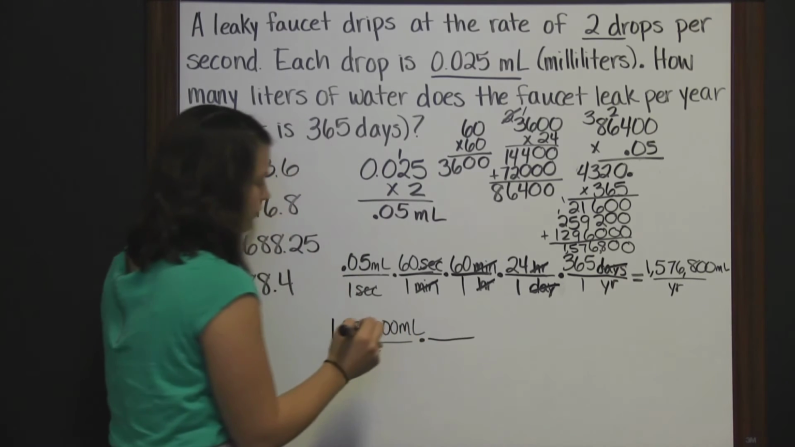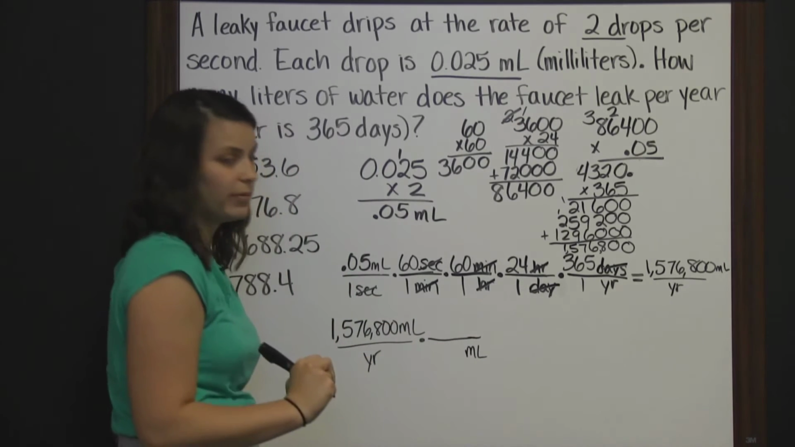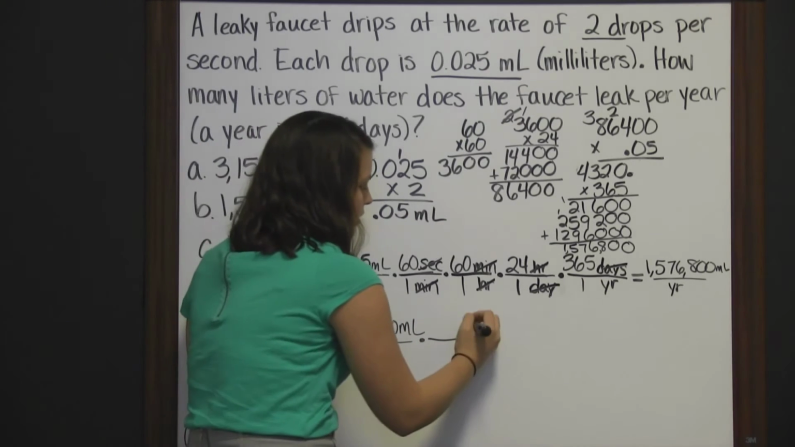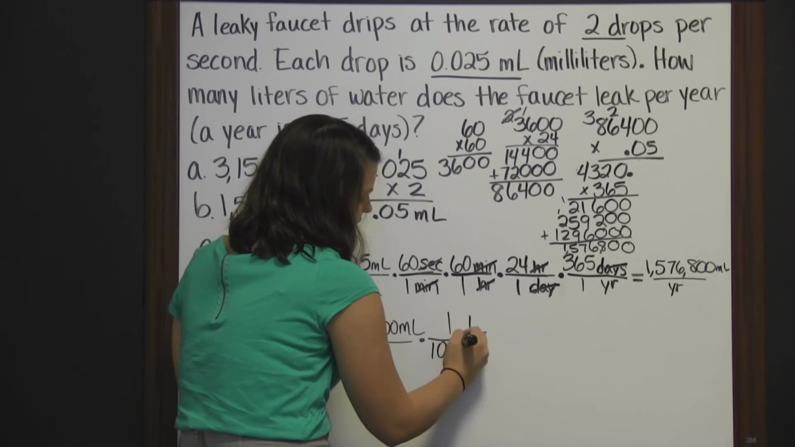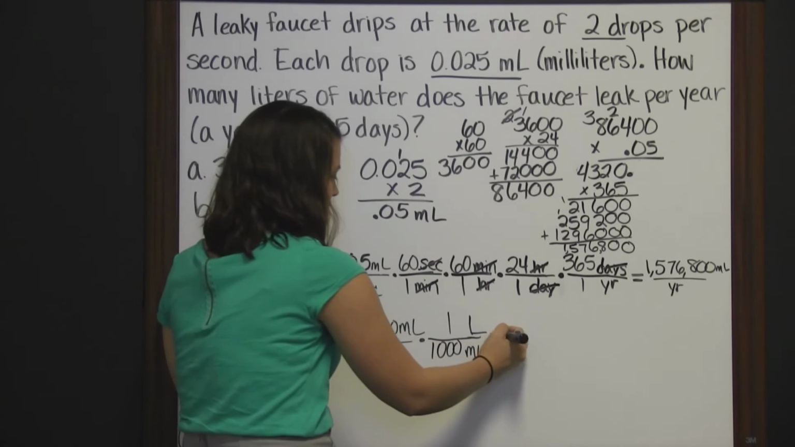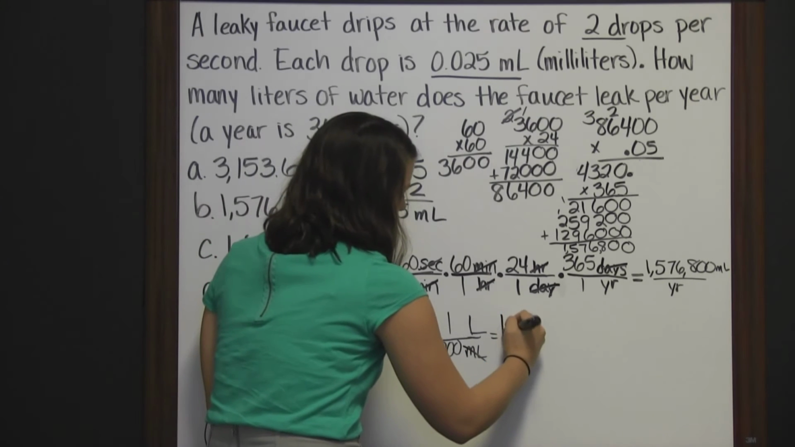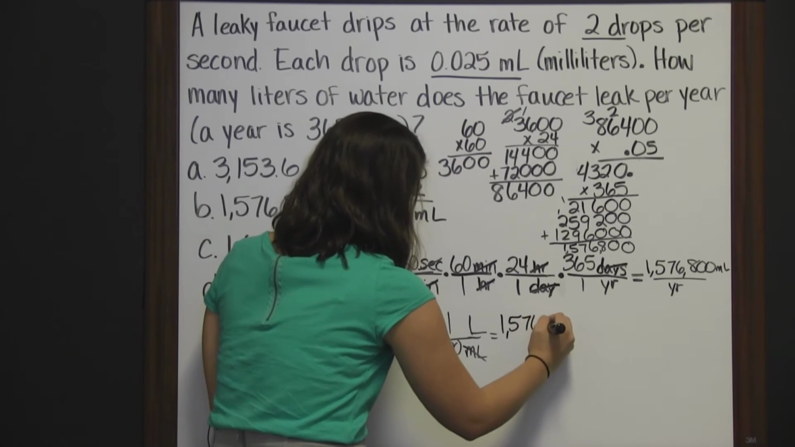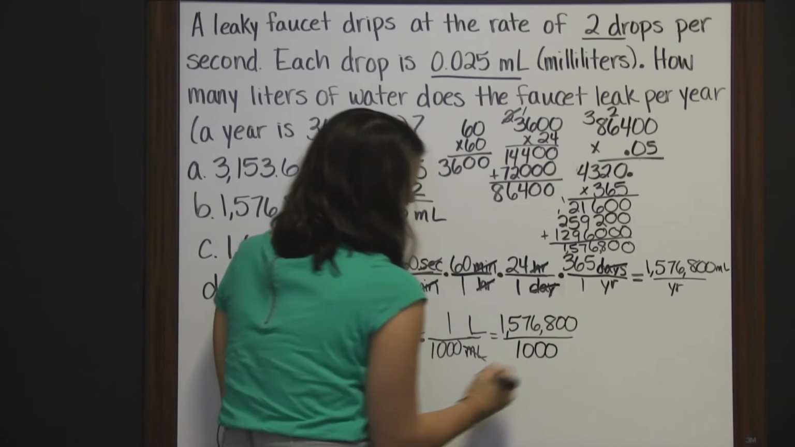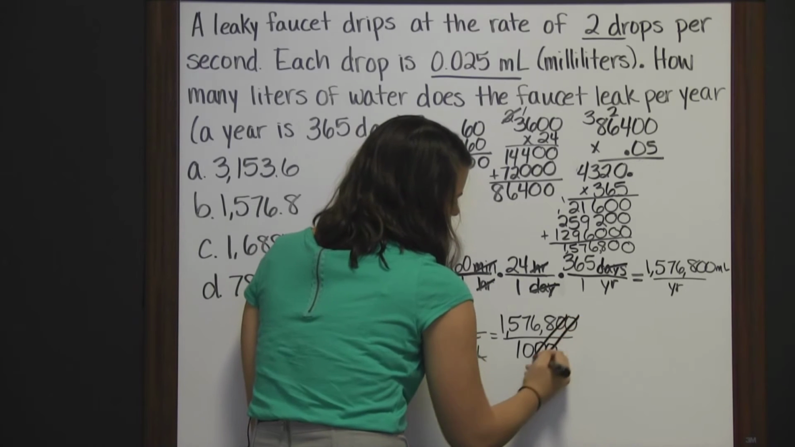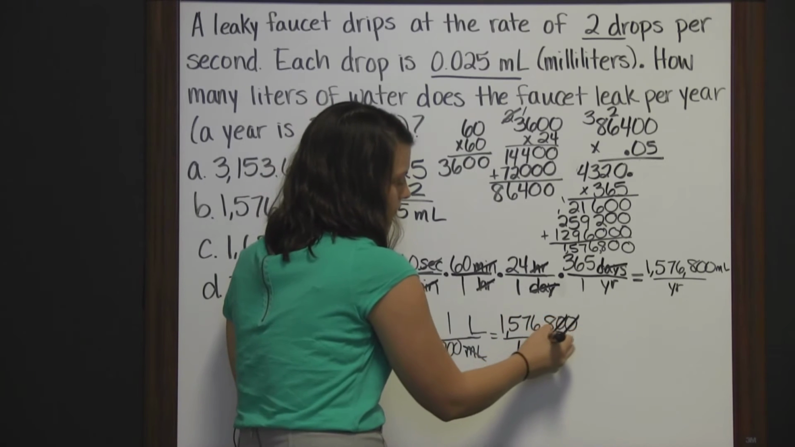So we can again use a conversion factor. Milliliters goes in our denominator so that it cross cancels out when we multiply. And I know that 1 liter is 1,000 milliliters. So when we multiply across, our milliliters cross cancel, and we get 1,576,800 divided by 1,000.